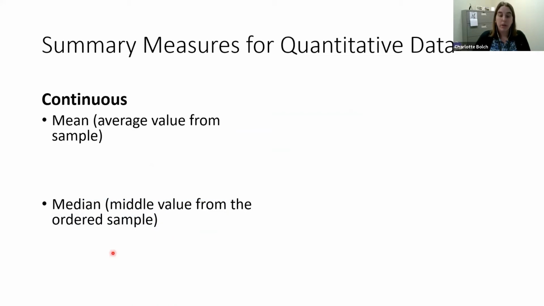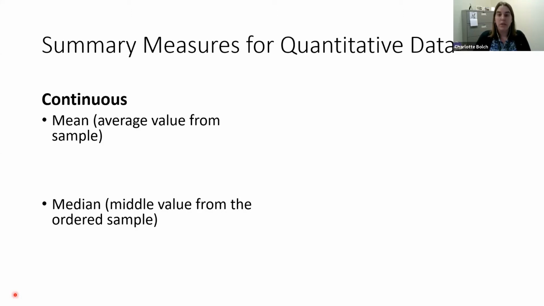So for summarizing the measures from quantitative data, we're first going to look at continuous data. The center of the sample data is usually described by using summary statistics like the mean and the median. The mean is the average value from the sample, and the median is just the middle value from an ordered sample. The mean is very sensitive to outliers, but the median is more resistant.